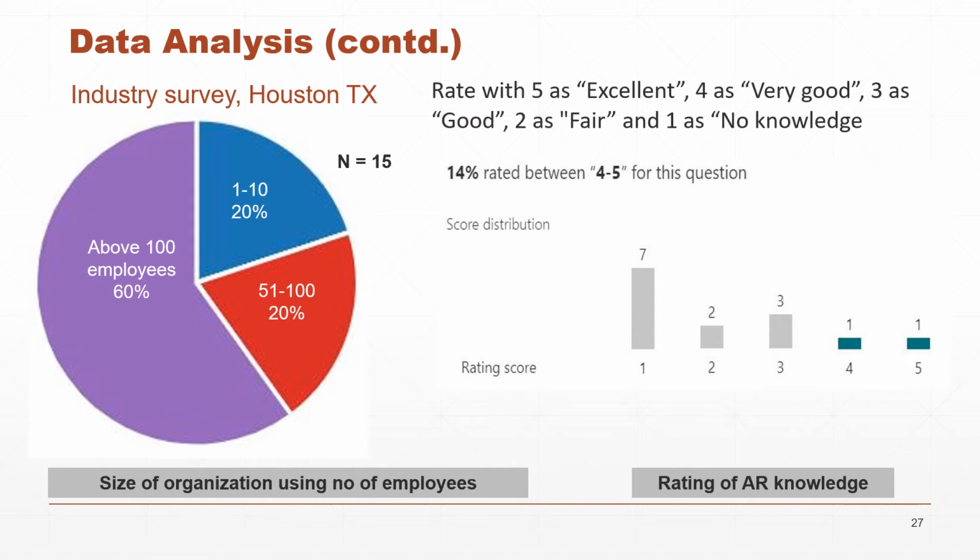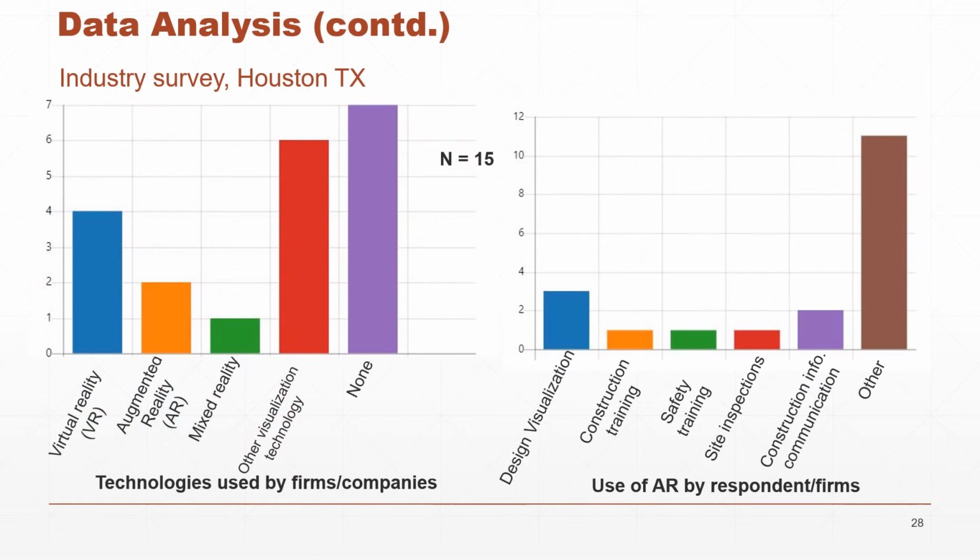About 60% were above 100 employees. The majority of the respondents had no knowledge of AR usage, about 7 respondents out of 15. The most commonly used technology was virtual reality. Augmented reality was second. Other technologies, including BIM and other visualization technology such as cameras, were definitely used more than virtual reality and augmented reality.